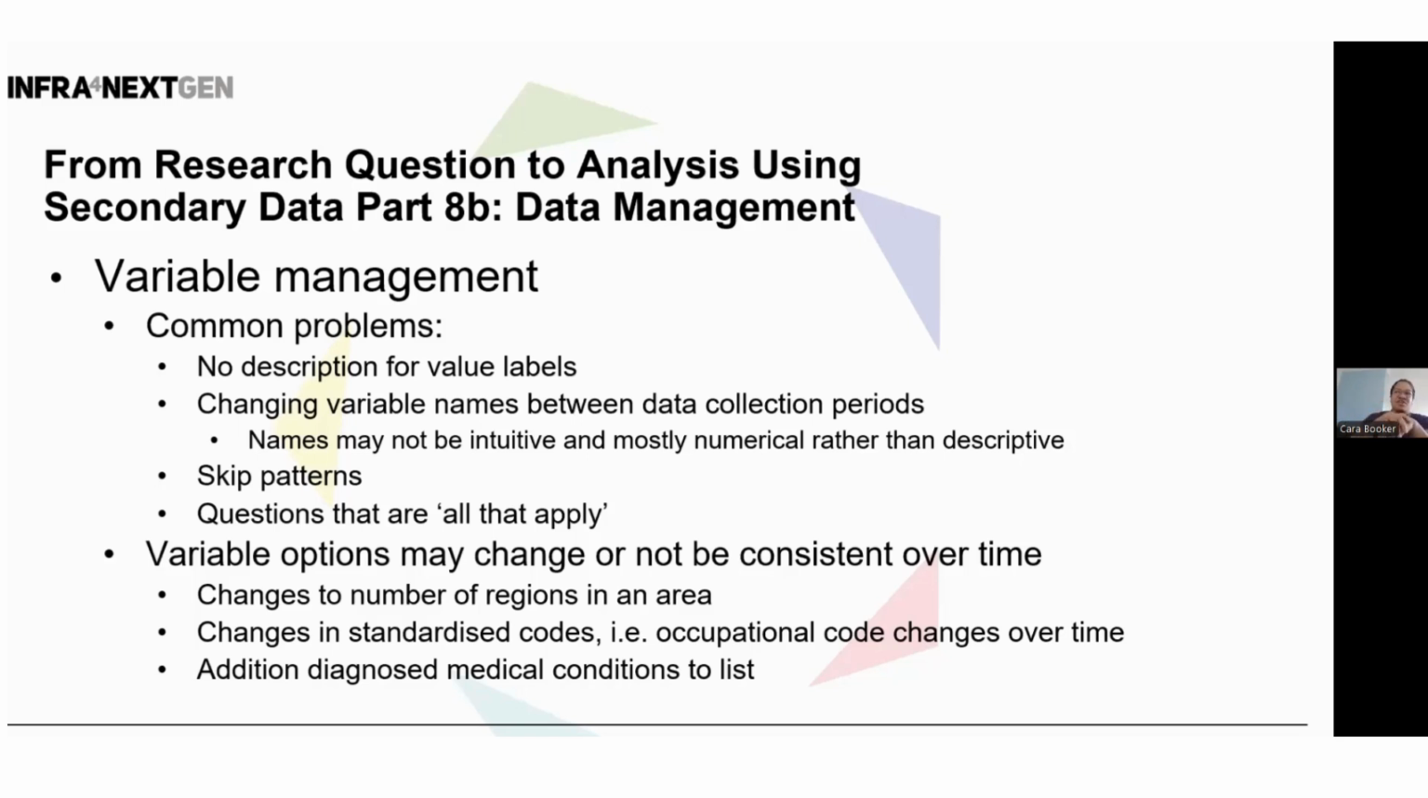Variable options might change or not be consistent over time. So for example, if you're living in the UK, they change the regions, number of regions in an area, or how they kind of name them, that might change. Things change to codes that are standardized, so occupational codes might change over time. If you're looking at diagnosed medical conditions, when COVID happened in our study, we had to have a lot more diagnosed medical conditions for those people who might be more susceptible to getting COVID. So things like that.